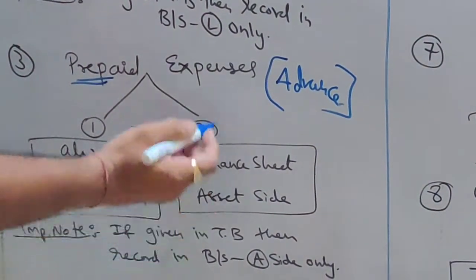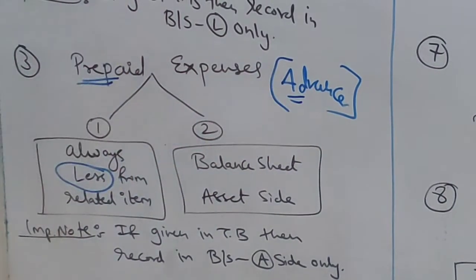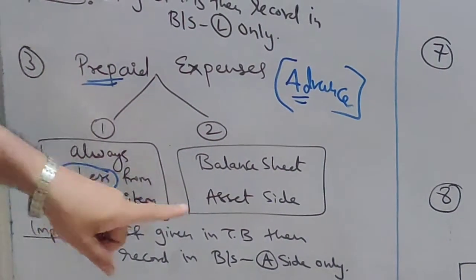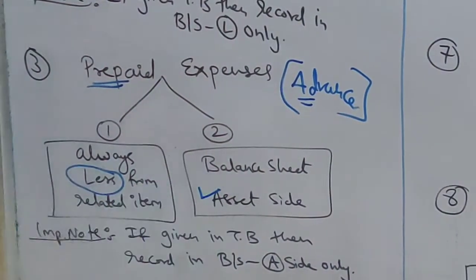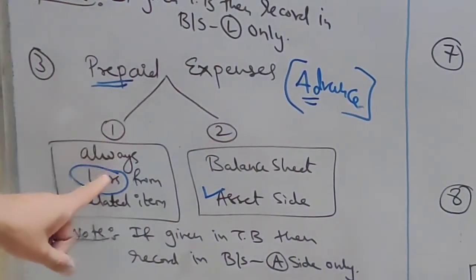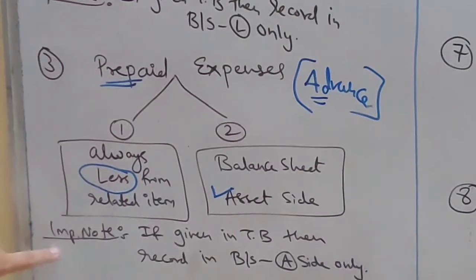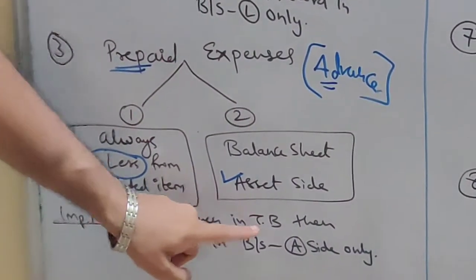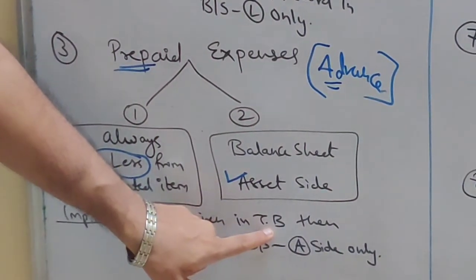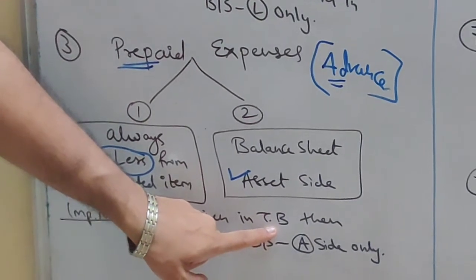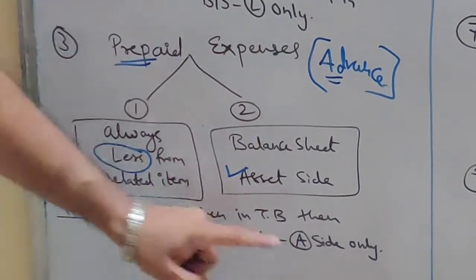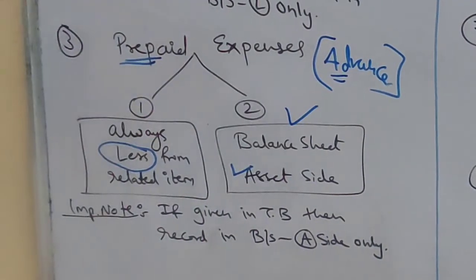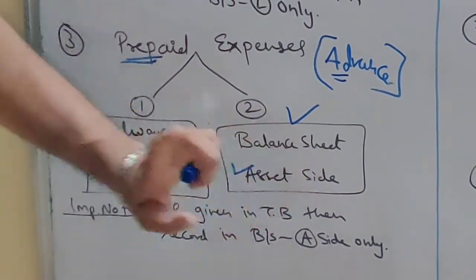And second effect, since this is an advance given by you, it is an asset for you. So you will record it on the asset side. So these are the two effects. But students, again important note, if it is given inside the trial balance, then you have to give only one effect. What is that one effect? Balance sheet asset. You will give only the balance sheet asset side.